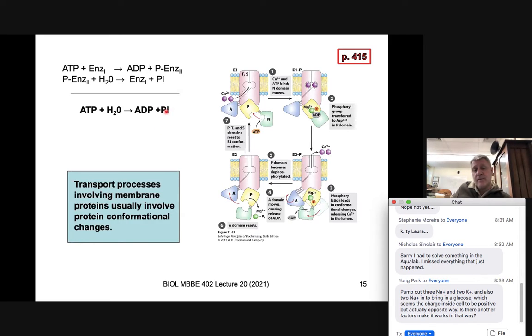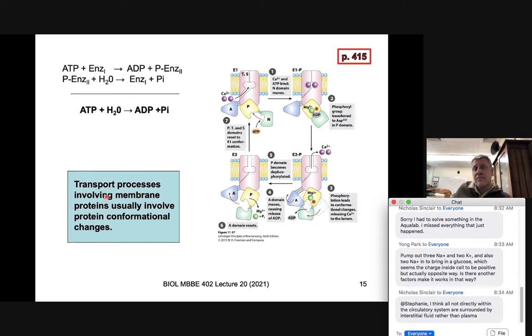So again, this becomes a very important role in this phosphorylation between enzyme 1, which is not phosphorylated, and enzyme 2, which is phosphorylated, because the process of transportation involves a membrane protein and a conformational three-dimensional structural change initiated by the addition of that phosphate group to the enzyme. So let's have a little look at what happens with one of our systems here.